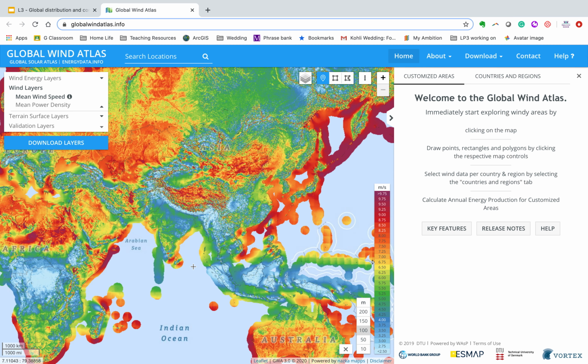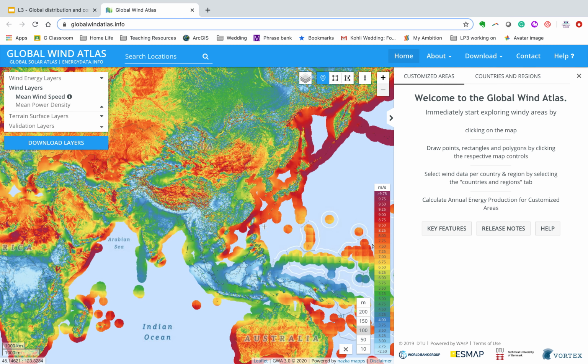So if we want to explore a bit more, here's China, and you can see that China's offshore potential for wind is very strong. Also in these inner regions here, in China's high Mongolian plains and stuff like that, good places for wind.